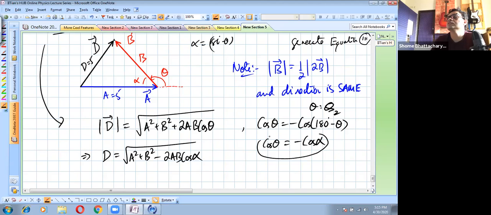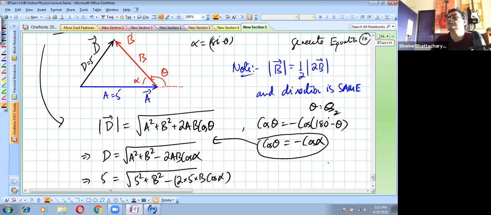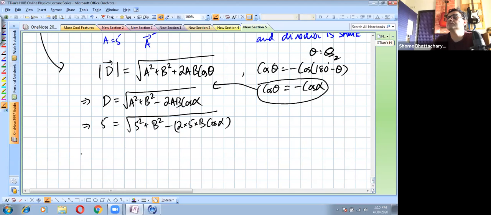So substitute this here. So 5 is equal to root of 5 square plus the unknown value B square minus 2 times 5, so that will become 10, into B into cos alpha. Further, if we square both sides of this equation, it becomes even more convenient. So 5 square is equal to 5 square plus B square minus 10B cos alpha. So you can see that B square minus 10B cos alpha should be equal to 0.